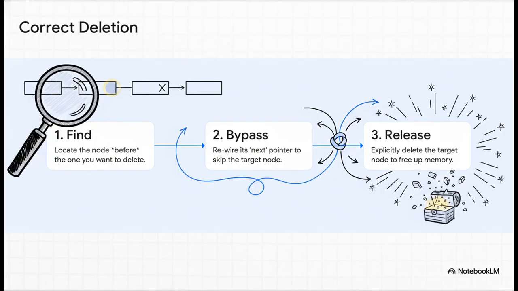Okay, so the correct way to do this has a super important third step. First, you find the node before the one you want to delete. Second, you rewire its pointer to bypass the target, just like we talked about. But third, and this is the critical part, you have to explicitly tell the computer to delete that now orphaned node, which frees up its memory so it can be used again.